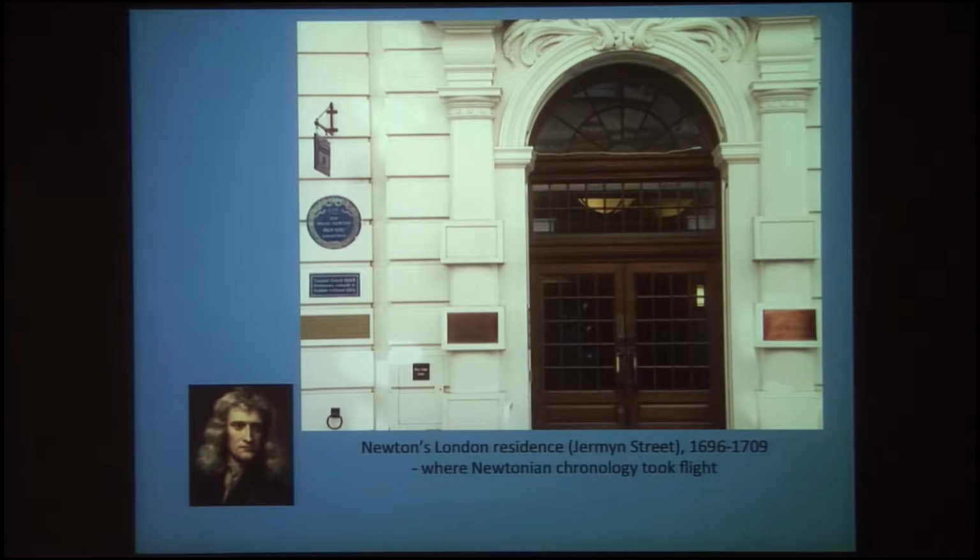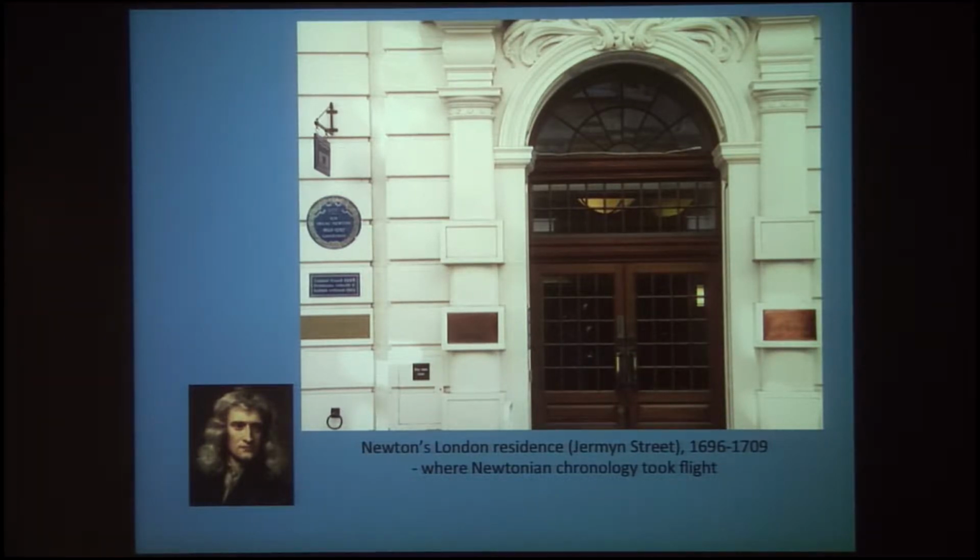Newton moved to London in the 1690s. He was actually an MP for Cambridge. Famous stories that in Parliament he spoke only once, and that was to ask somebody to open a window. He wasn't exactly deeply engaged. Well, although he was engaged in the politics of the era, particularly concerning the Glorious Revolution. But this is actually the house that he lived in on Jermyn Street during that period of time. I'm sure it's been gussied up since then, of course.